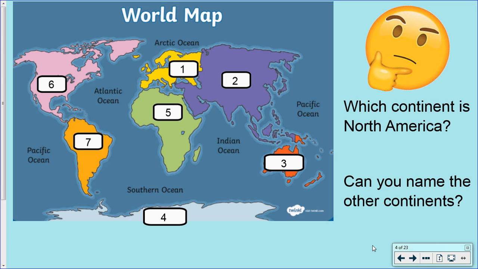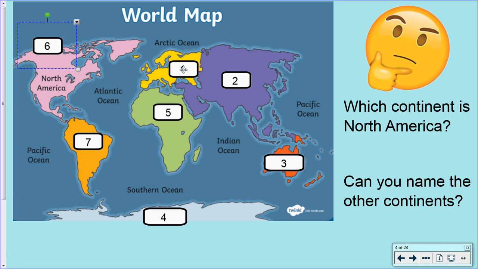So another little bit of recall. First of all, I want you to think, can you remember which continent on the map is North America? So have a think, which number do you think it is? So it is number 6. So well done if you said number 6. Can you quickly name the other continents? Can you remember which ones they are?